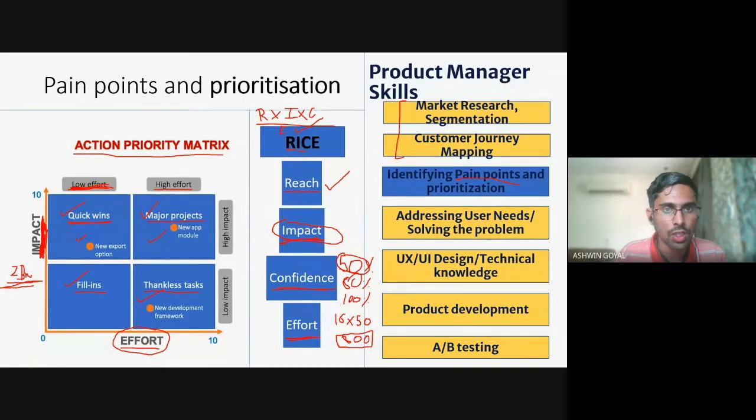Now this framework, I forgot to tell you the background. There's a company in the US that is called Intercom. This framework was developed by that company, and it is now being widely used by many companies across the globe.